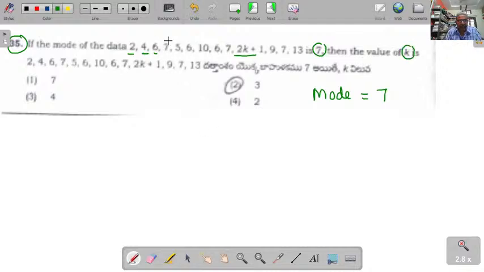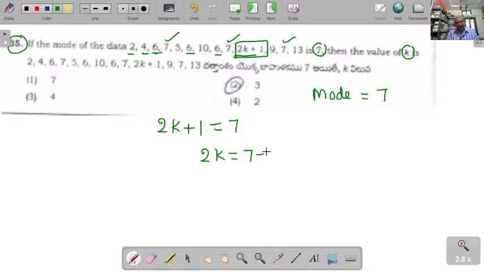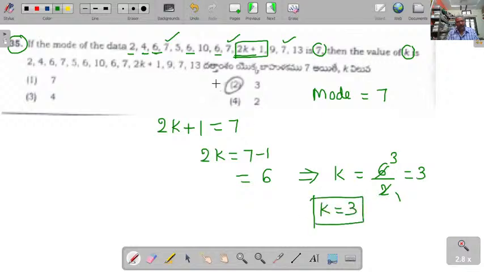Because see, 7 is repeated how many times? 1, 2, 3 times. 6 is repeated how many times? 3 times. So to get mode 7, it has to be repeated one more time. So this 2k plus 1 must be equal to 7 itself. So 2k equals 7 minus 1, which is 6. Obviously k equals 6 upon 2, which is equal to 3. So the value of k is 3. Right? The second option is the right option.